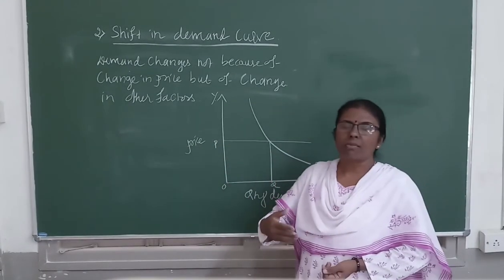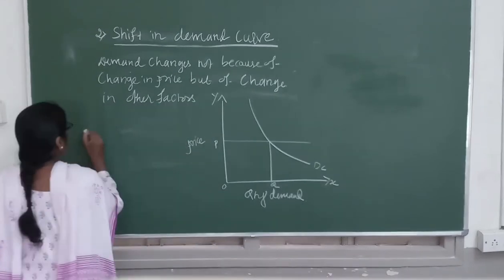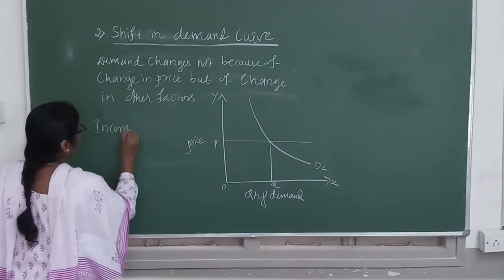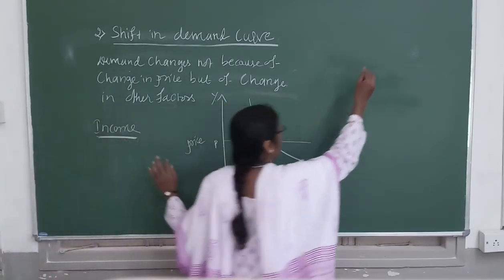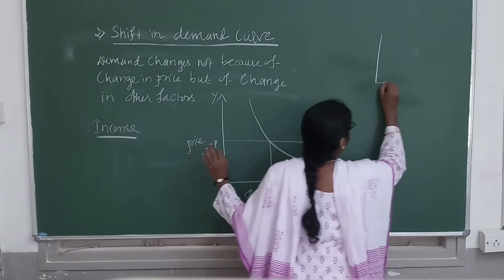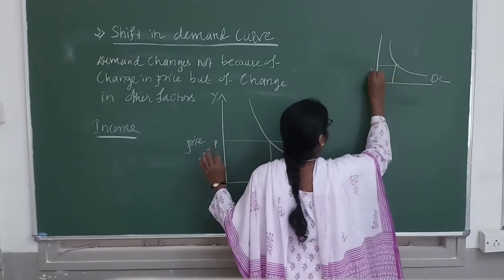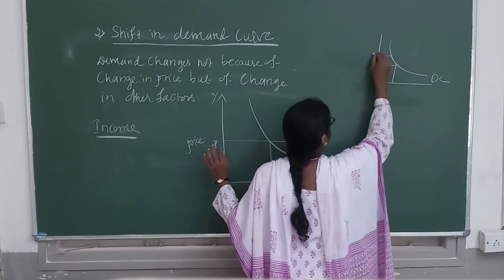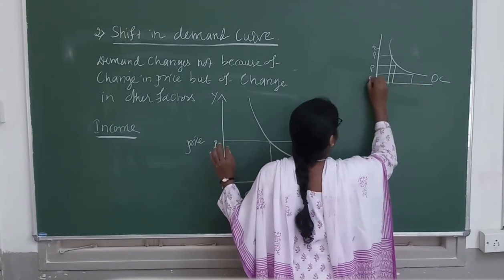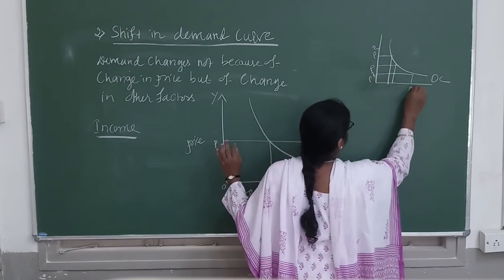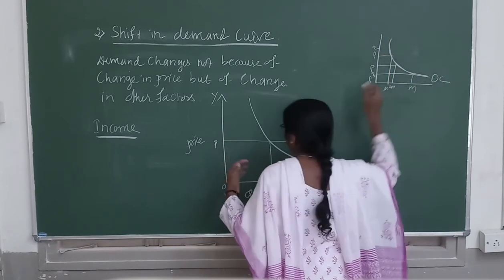So what happens when other factors change? Yes, check here. So this is the income level. It is not the price. When price changes, we move along the demand curve. Check here. So this is the price, OP is the price. When price increases to P2, demand decreases. When price decreases, what happens? Demand increases this way. Along the demand curve, movement is there.